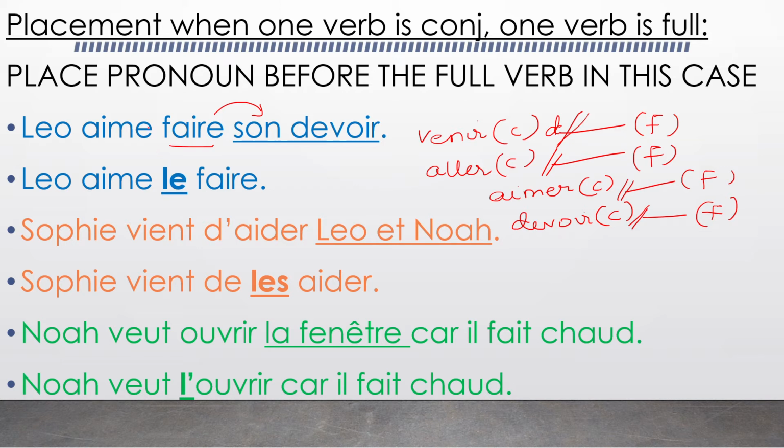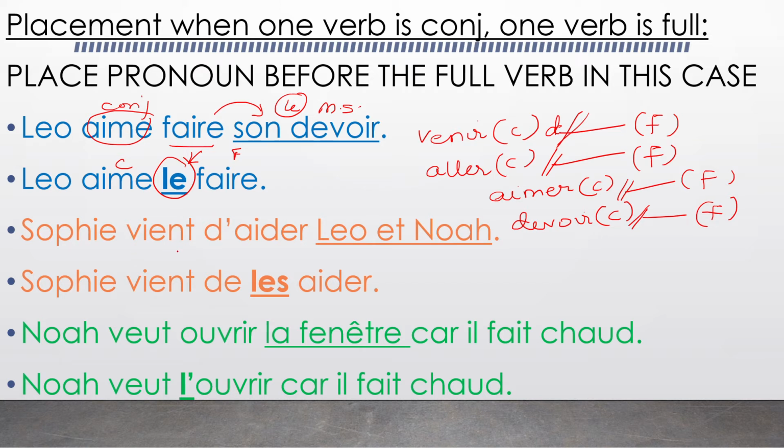Now, can you see here that aime is the conjugated verb, conjugated from aimer, and faire is full? Leo likes to do. Okay. So, you will substitute this son devoir with le, obviously, because it is masculine. The question is, where do you place the le? You will place it before the full verb. When there's one conjugated, one full, the direct object gets placed before the full verb. Okay, so it becomes Léo aime le faire.